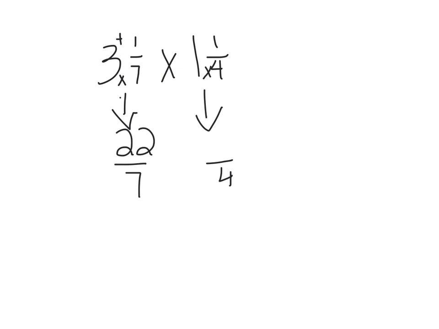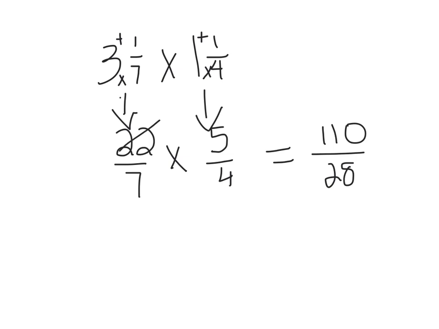Here we have 4 times 1 plus 1. We have 5 here. And then we have a choice. We can either cross reduce or multiply across. If we multiply across, we get, okay, so we have 110 on top. And we have 7 times 4 on the bottom. That's if we just multiply across.